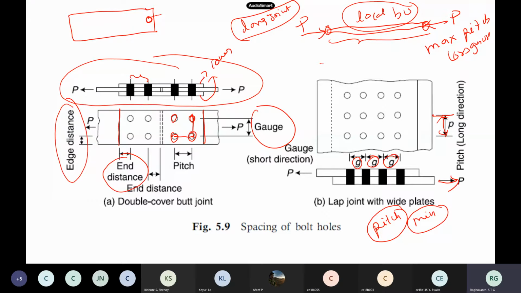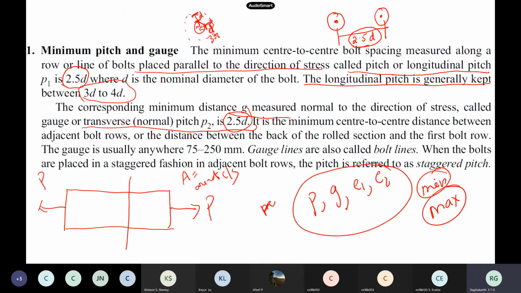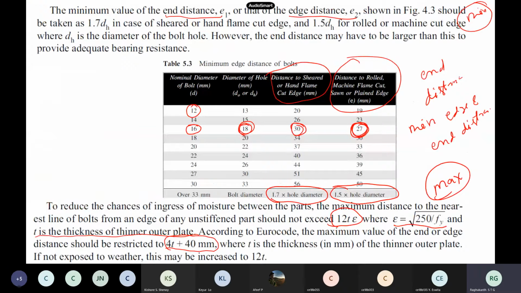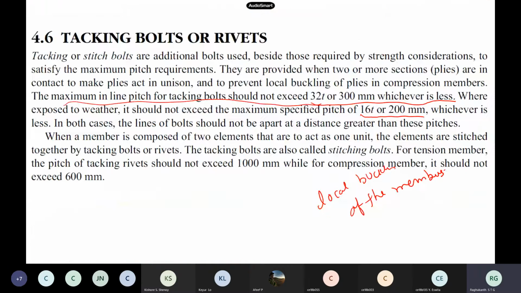Suppose the pitch is too long, then we have a problem: the joint may not be so efficient, the load carried by the bolts may not be the same, and local buckling may also happen because the plates are so thin. So these problems are there. Based on that, our code suggests a lot of guidelines: 2.5 times D. If it is compression, what should be the minimum and maximum? The code clearly specifies both ranges. The end distance and edge distance are like 1.7 times the hole diameter, 1.5 times. All these details are provided in the code itself.